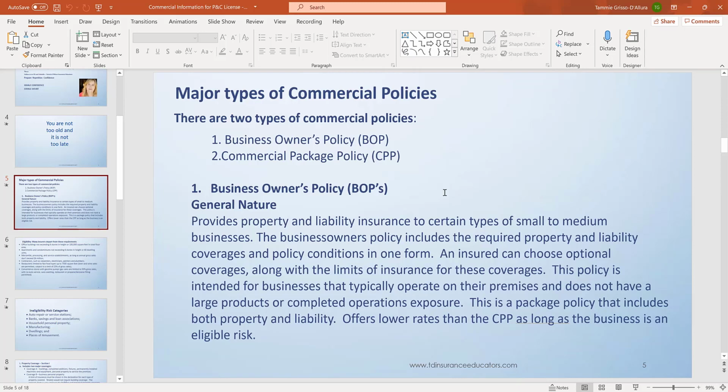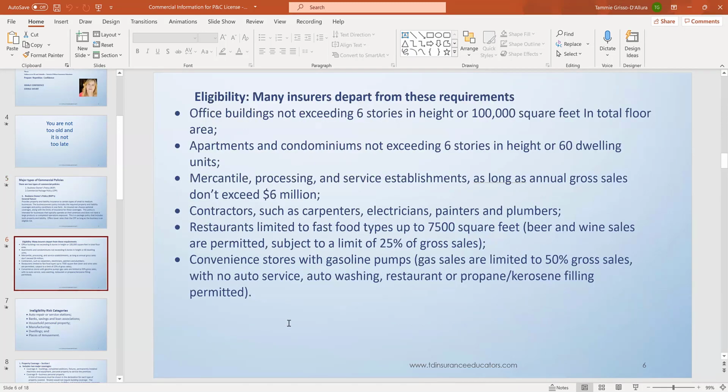The policy is mainly intended for businesses that typically operate on their premises and do not have a large products or completed operations exposure. In other words, they are not manufacturing a product. So again, it's a package policy. The rates are usually lower than the CPP. Actually, they're much lower than the CPP, but there have to be some tight eligibility requirements.